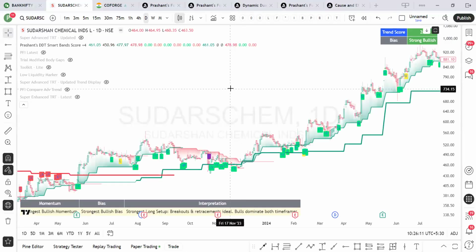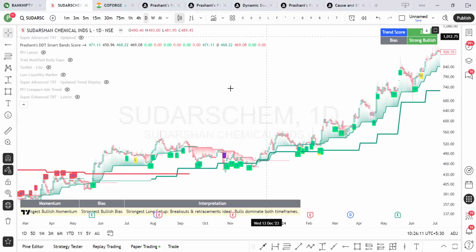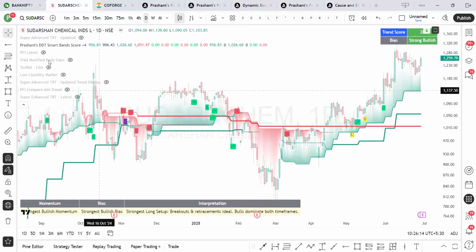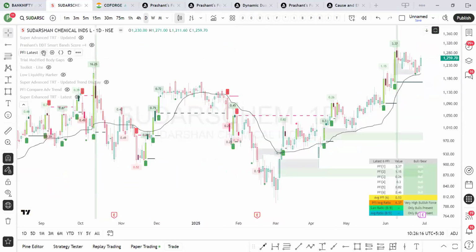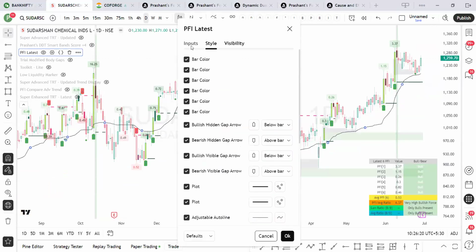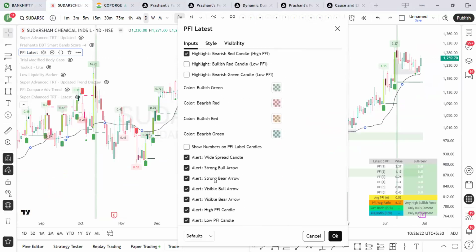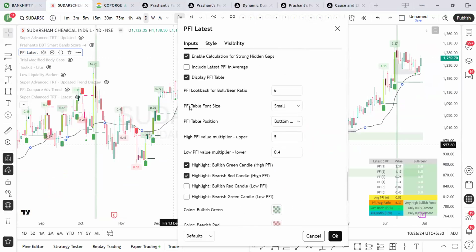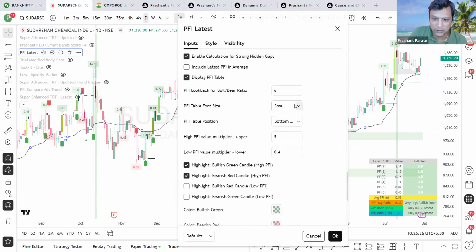Okay, one more thing, sir, I want to ask: in my PFI indicator, my PFI box is occupying a lot of my chart area. In your chart, it is very small. You can go here in the settings and adjust the PFI table font size.